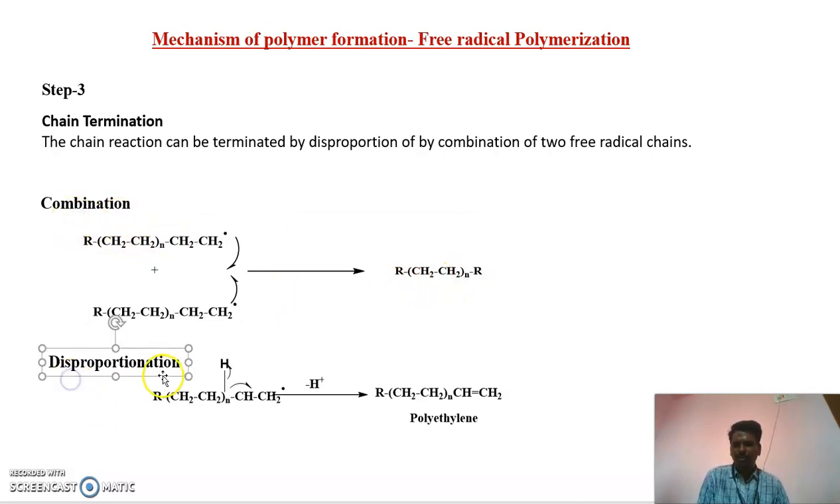This is one kind of termination. Another one is disproportionation. In this, one of the hydrogens at the adjacent carbon is removed, and it results in the formation of a pi bond between the terminal carbon-carbon atoms. So thereby this termination has been completed.